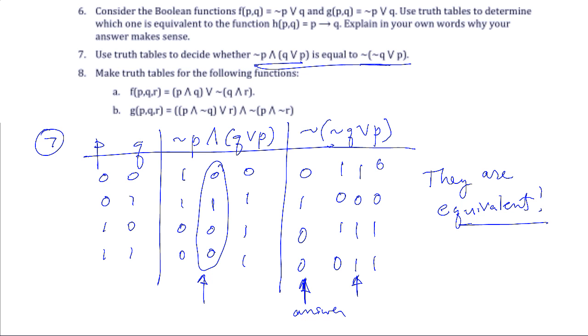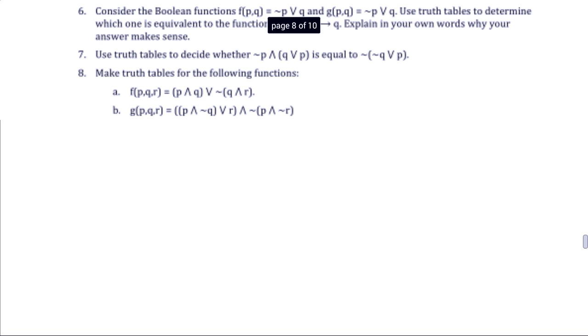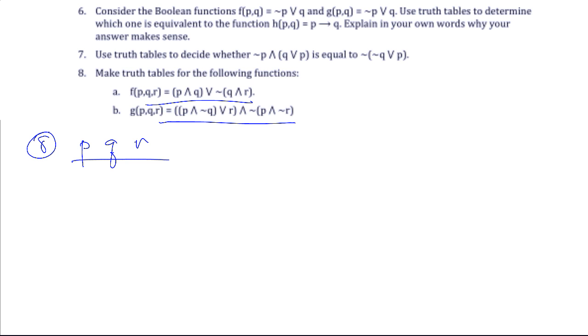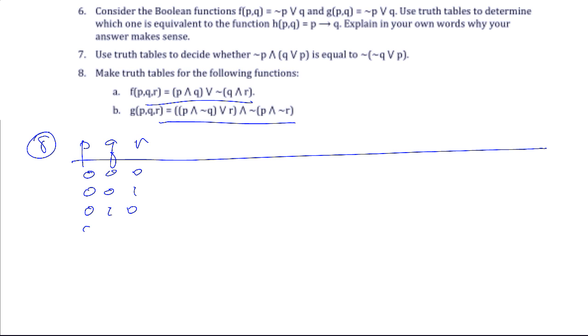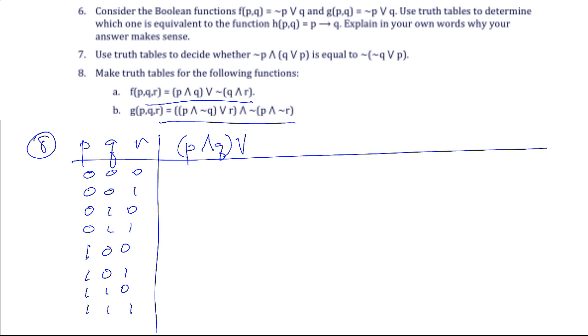Finally, let's see, I think I have enough time for this one. I'm going to go ahead and do number 8 here. I'm going to make truth tables for both of these functions. And you know what? I'm going to make one great big truth table. They both have a P and a Q and an R. So this one now has 8 rows. I'm going to sketch that out quickly here. I'll do this quickly here because we're making a long video.